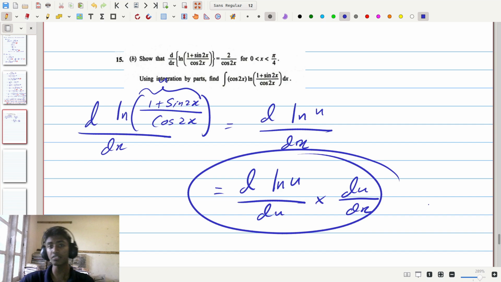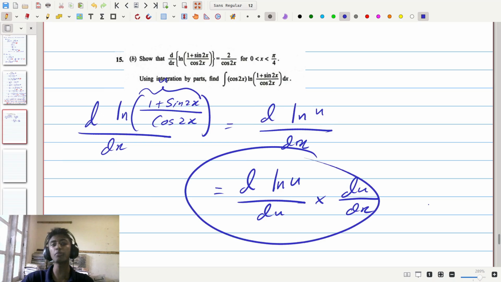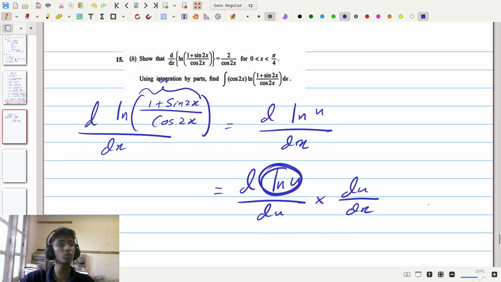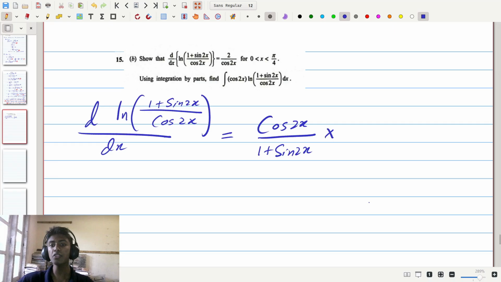This principle is exactly what we're going to use to simplify this. Of course, we're not going to write out u and all of that. We're directly going to substitute this as the derivative of the natural logarithm of u with respect to u, where u is this internal bit, times du by dx. So the derivative of the natural logarithm of u with respect to u is just 1 over u. In this case, it is 1 over (1 plus sine 2x) over cosine of 2x, which if you invert it is equal to cos 2x divided by 1 plus sine 2x. This then needs to be multiplied by du by dx, where u is equal to this thing right here.